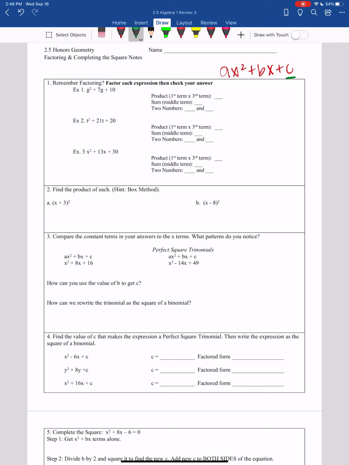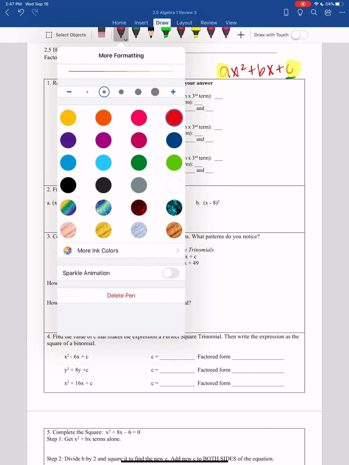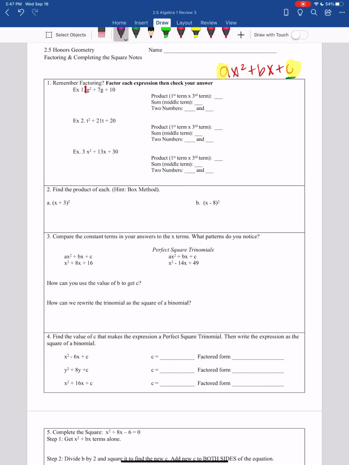So when it says to multiply the first term times the third term, what we're talking about is multiplying the a times the c. If you don't see a number in front of the x squared, or the g squared in this case, we know that there is a 1. So we're going to multiply that value, 1 times 10, to find the product. And you're asking yourself, okay, so what multiplies to be 10?